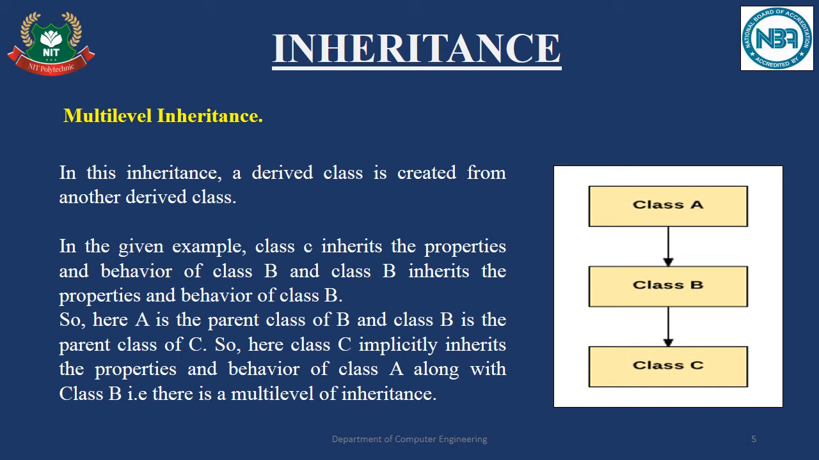So we can say that class A is a grandparent, class B a parent, and class C a child. So class C has both the properties and behavior of class A and class B. Now why is it called multi-level inheritance? It has more than one level. As we have seen in single inheritance, there was a single base class and a single derived class. But here we can see that there are multiple derived classes.